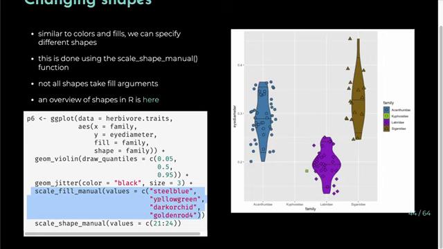Had I not specified scale_shape_manual right here, my fill argument would have actually not done anything, because the first 4 symbols, which it takes by default, so it would take 1 through 4, they don't take a fill argument.